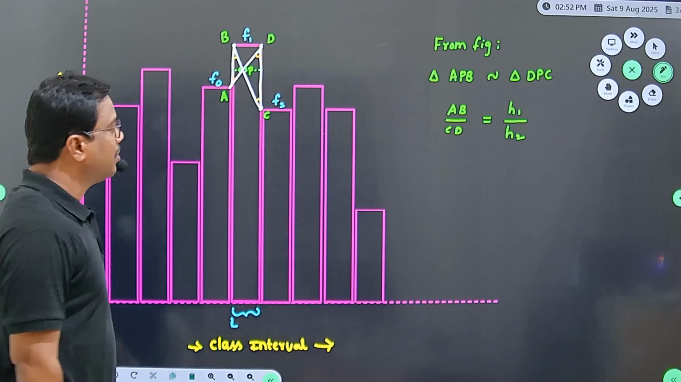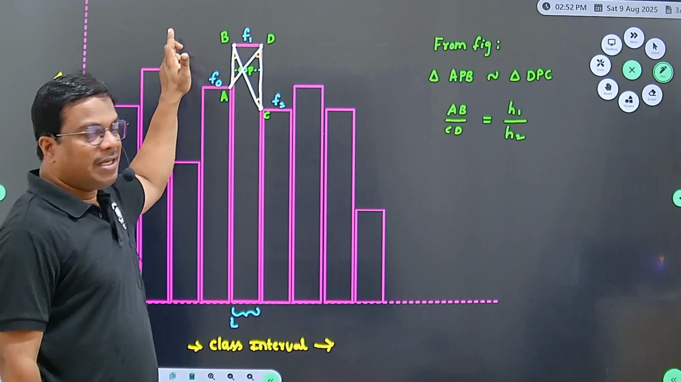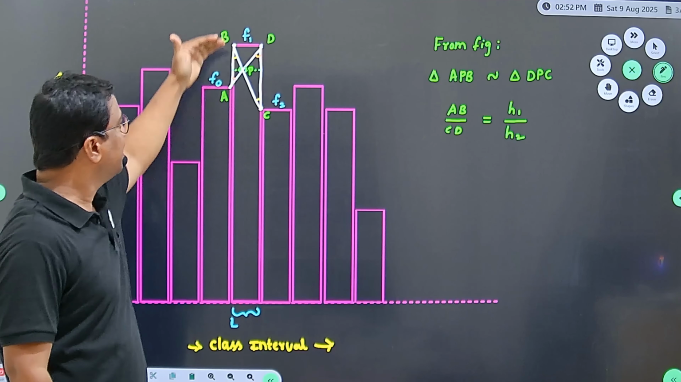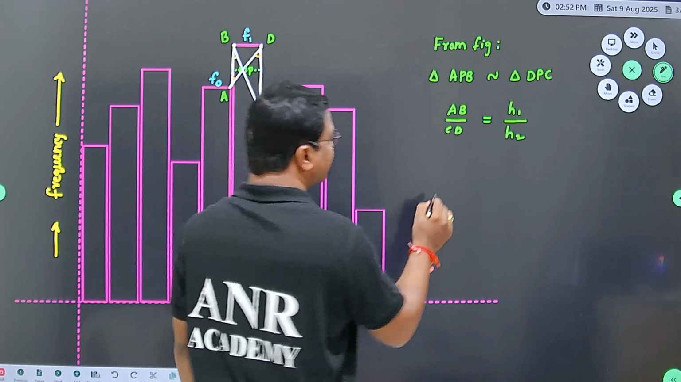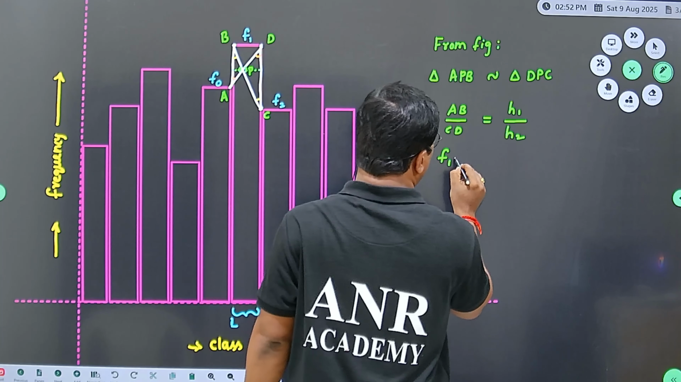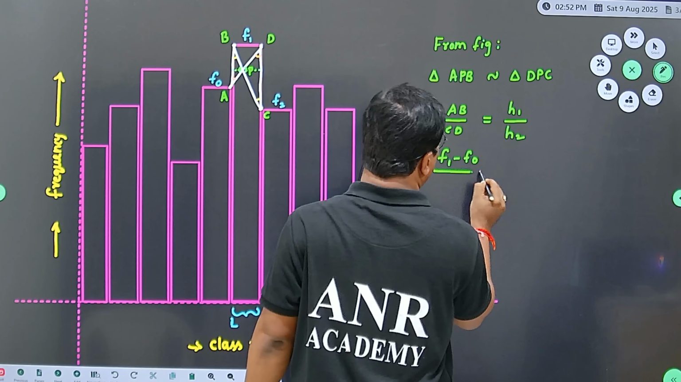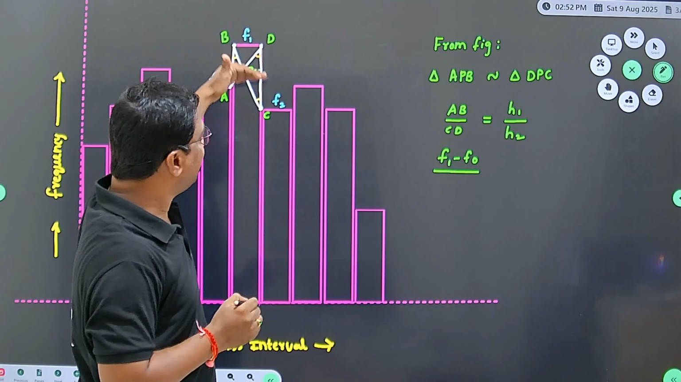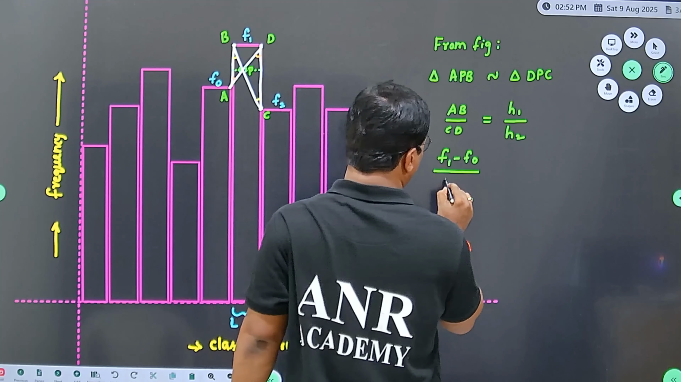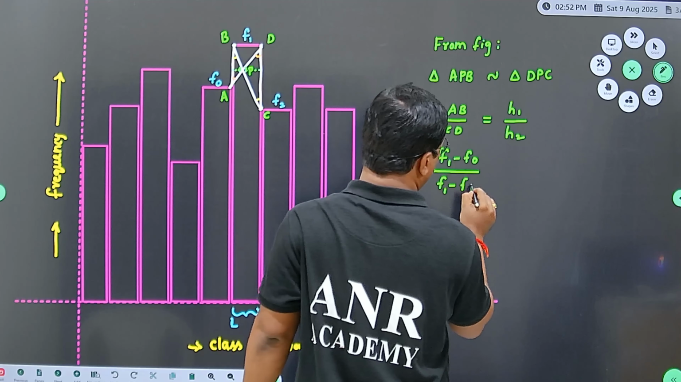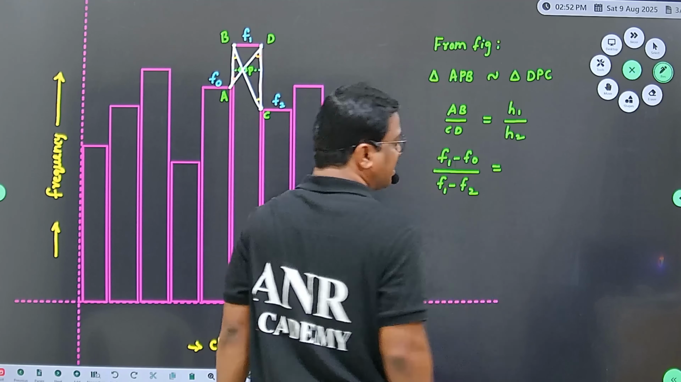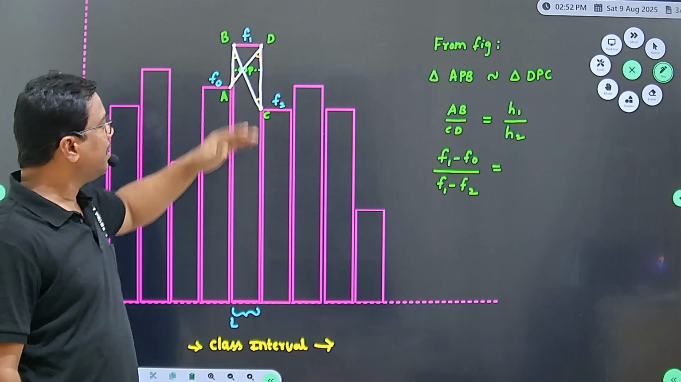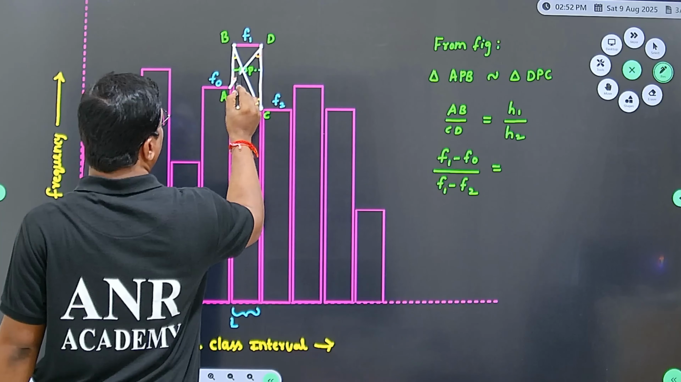Now AB, the difference, I can express with frequencies F1 minus F0. I can write this as F1 minus F0 divided by CD, which is the difference of the frequencies F1 minus F2. Next, observe the figure, the height of the triangle ABP. This is the height, right?